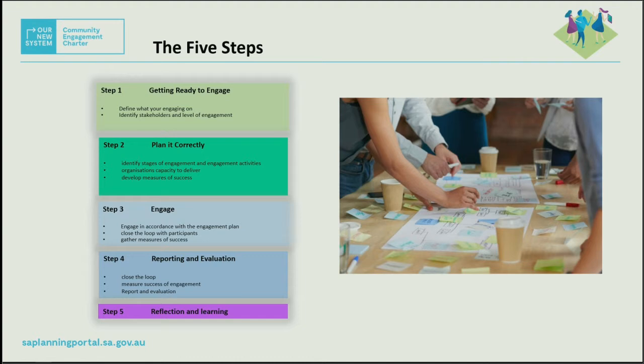Step 3 is about engaging in a constant engagement plan, closing the loop, gathering measures of success. As I said before, when you do the engagement report, that's more about reporting and evaluation. And then finally, the 5th step is about reflecting and learning and working out how you can best improve in the future.